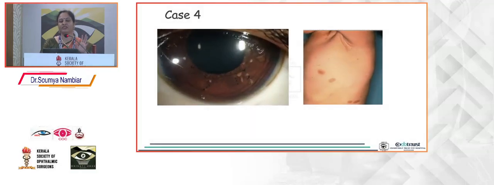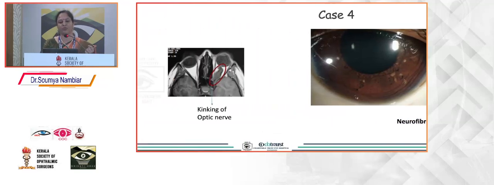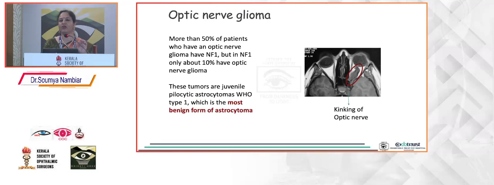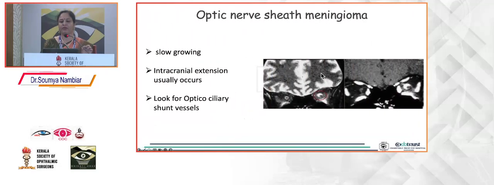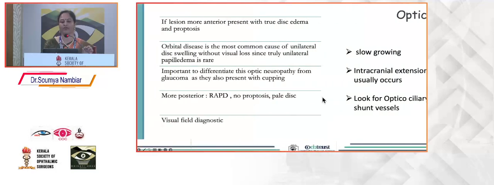Okay, this is just to go through it. This is a case of Lisch nodules with neurofibromatosis, and you have to remember that optic nerve glioma is common in neurofibromatosis. So how do you differentiate a meningioma and a glioma? In glioma you can see kinking of the optic nerve. In a meningioma, you can see sheathing along the optic nerve.